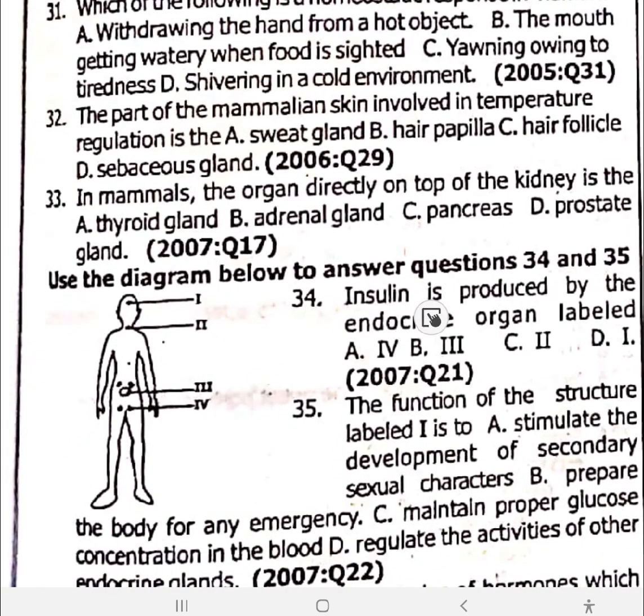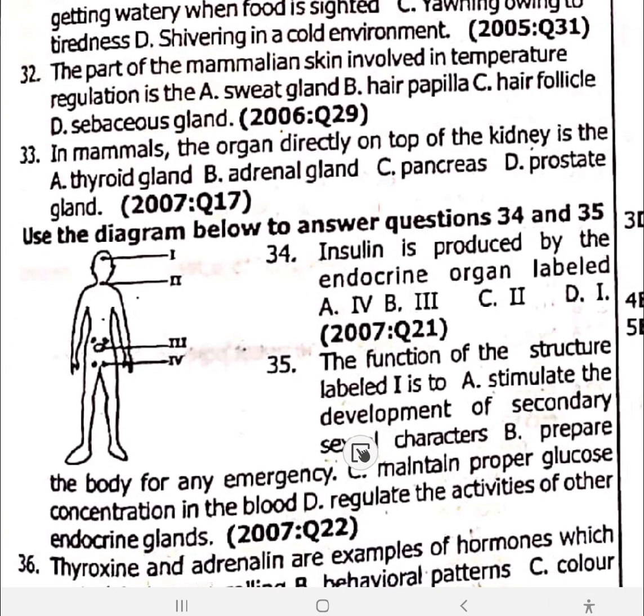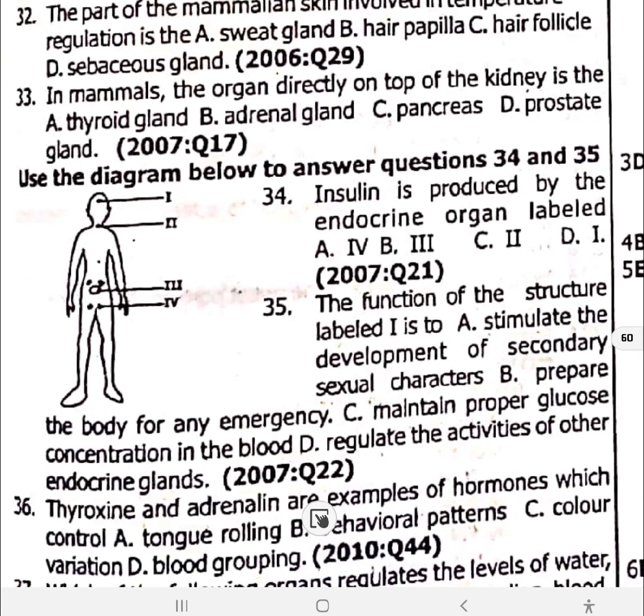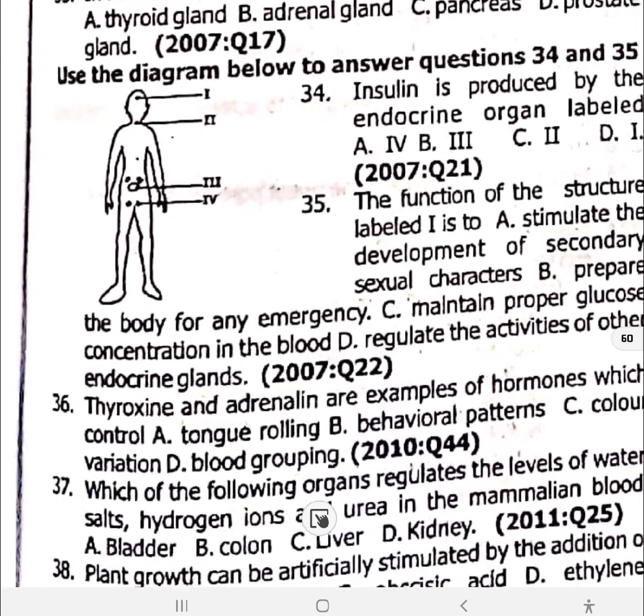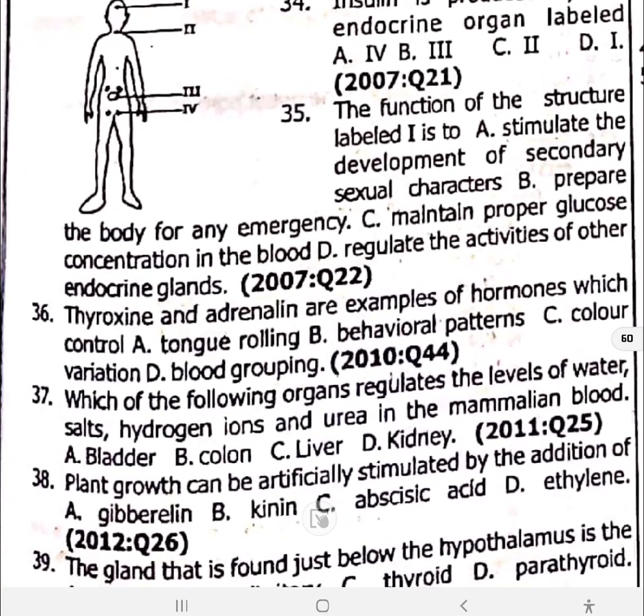34. Insulin is produced by the endocrine gland labeled III. It should be around here. 34 is option B, pancreas. So insulin is secreted by the endocrine gland called the pancreas. 35. The function of the structure labeled I, this one here, the pituitary, is, don't forget, to stimulate development of secondary characteristics, regulate activities of other hormones. 35 is option D, stimulate activities of other hormones, like the king of the hormones himself.